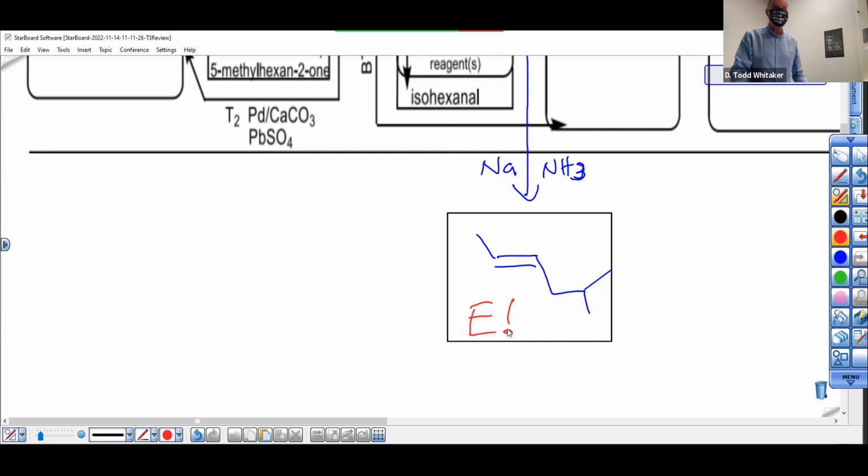Should we do it now? Since I said we're going to do both those mechanisms, I think we do them both now. Totally unrelated to a part two question. And I'm just trying to get a little more room here.